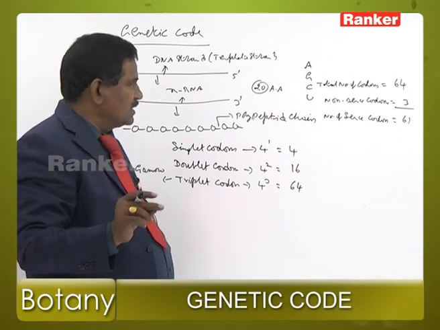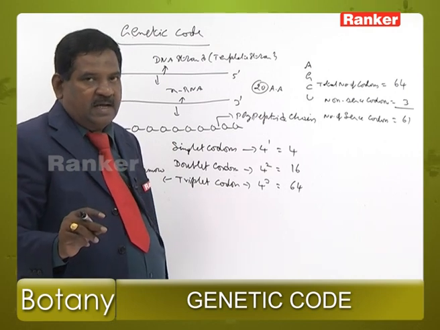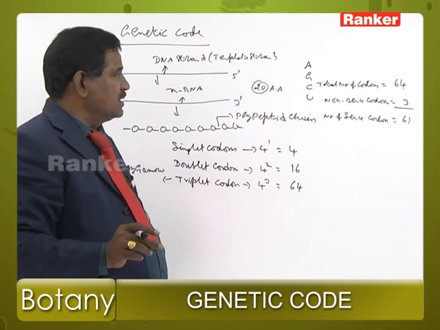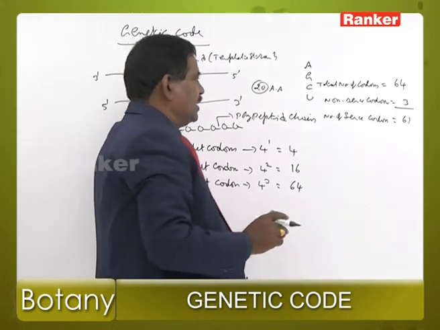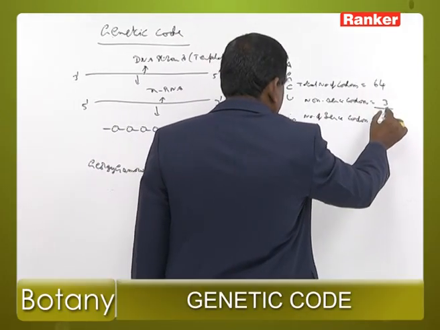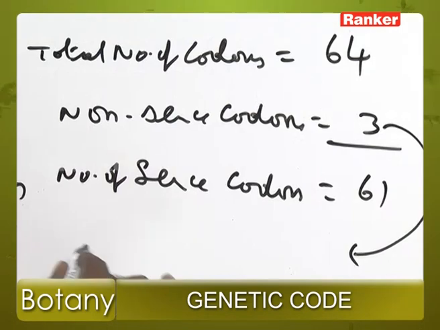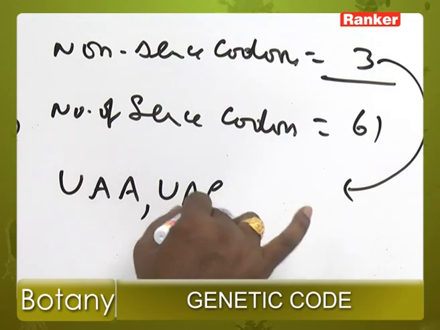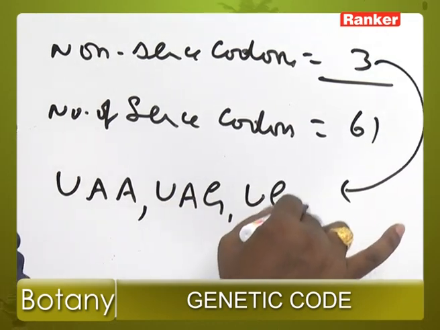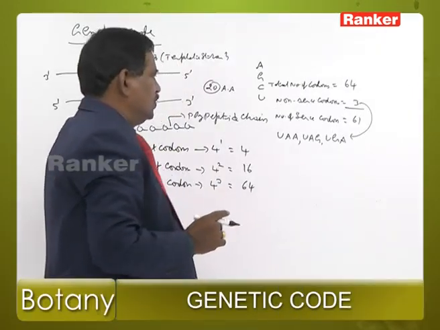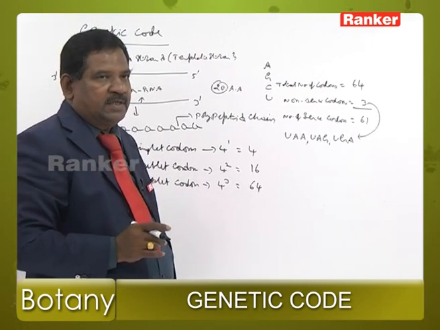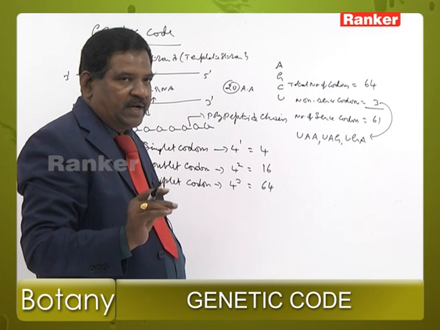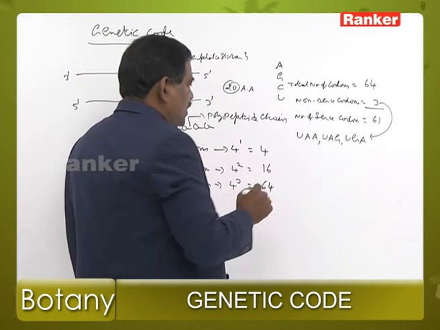They are called nonsense codons or chain terminating codons. They are UAA, UAG, UGA. UAA, UAG, UGA are nonsense codons or chain terminating codons.